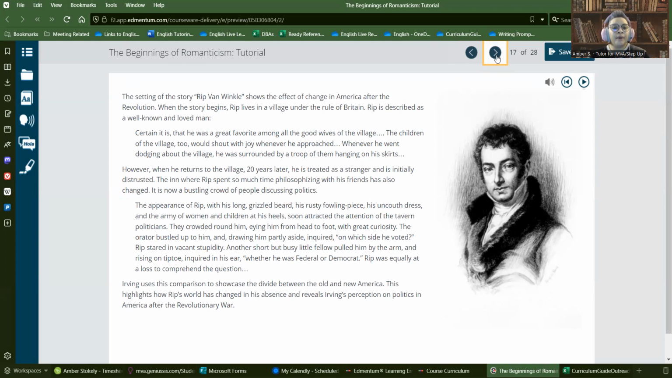So Irving wrote about Rip Van Winkle in this way because he got to write about what he felt life was like before the Revolutionary War and then after the Revolutionary War.